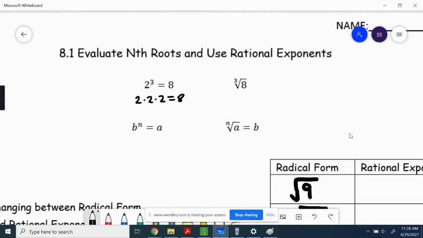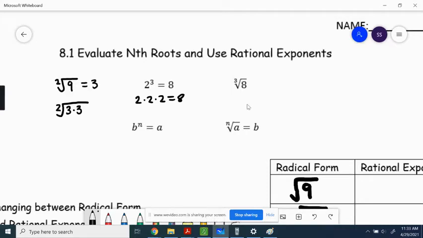We also know how to take the square root of a number. So if we have the square root of 9, we know that that means what number times itself equals 9. So really, what it's asking is what the second root of 9 is. We just don't write the 2 when it's the second root because it's so common to take the square root. Well, really, we know that the second root of 9 is 3 because 3 times 3 equals 9.